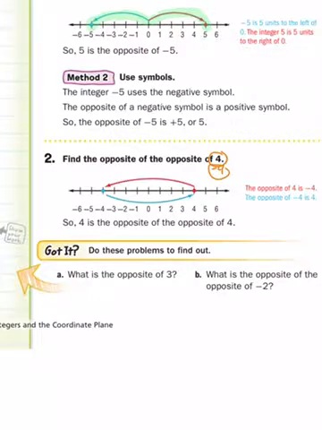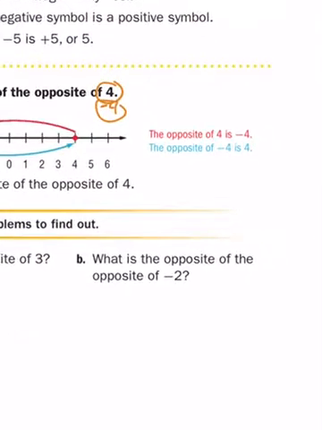All right, in A, what is the opposite of 3? I hope you said -3. And in B, what is the opposite of -2? I hope you said 2. All right, that's it for opposites. I told you it would be easy.